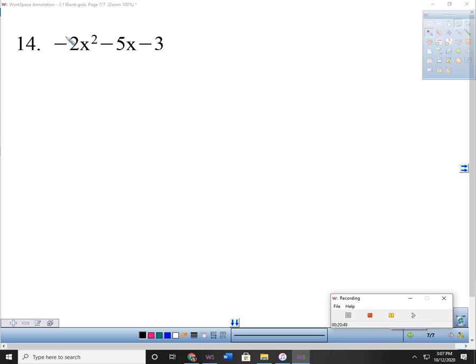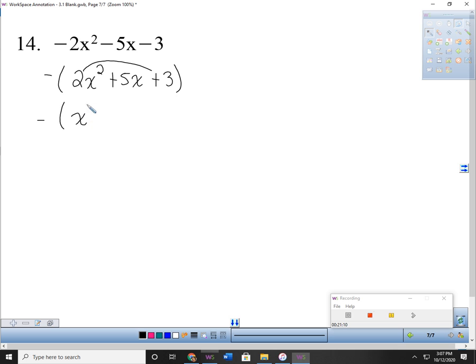Alright, so the first thing we're going to do is take out a negative. So that's just going to change everything I have to a positive, right? Okay. I didn't have any common factors, correct? But I am going to have to do the illegal move because I have this number out front. So 2 times 3, that's going to give me 6. And then I factor.